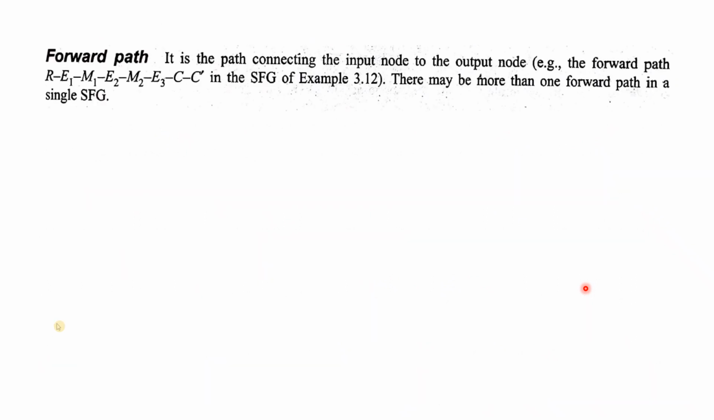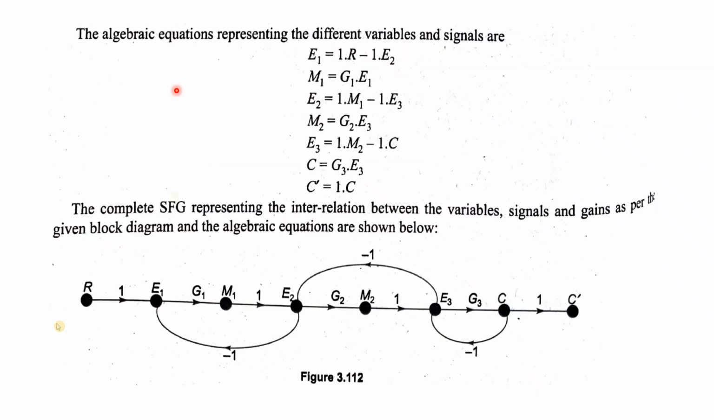So this is called the path. Now the forward path. I have told you that if there is a single path from the input to the output, then we call it a forward path, provided that there is no return back. So this will not be called a path.